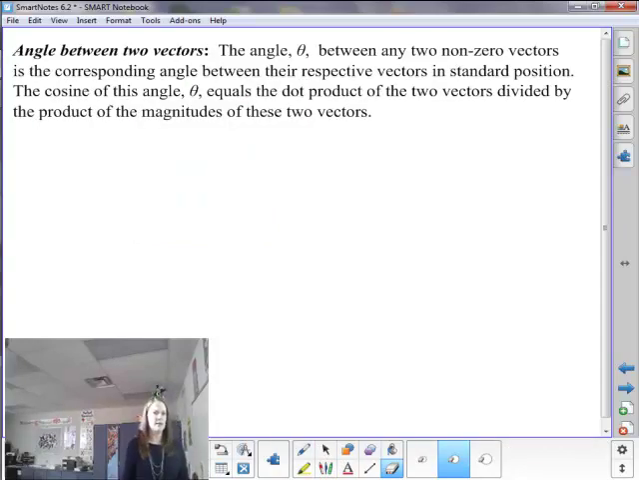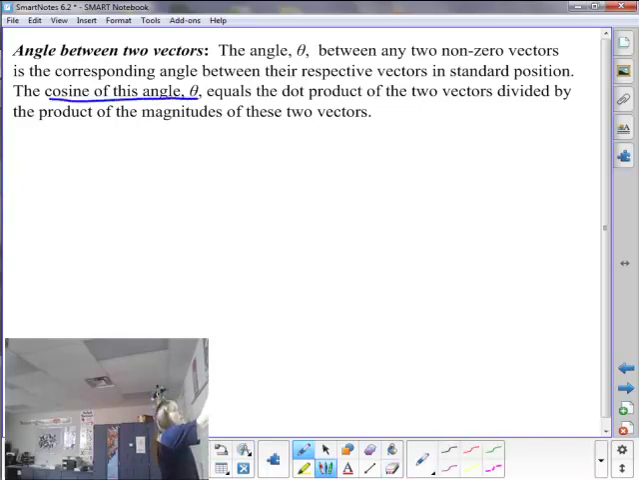All right, so back to this angle concept. The angle between any two non-zero vectors has a definition, and it's the corresponding angle between their respective vectors in standard position, meaning if I know their component form and I put them at the origin, same angle. Okay, I can pick up any vectors and put them at the origin. All right, the cosine of this angle, here's our definition.